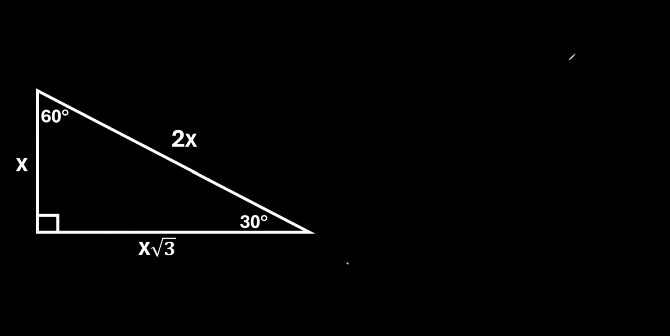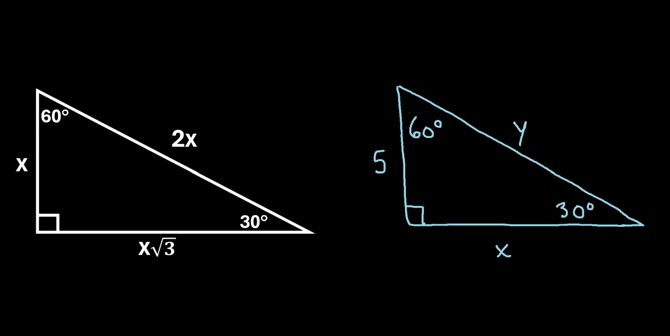So knowing this, let's work through a few examples of how to solve 30, 60, 90 right triangles when we're given the length of one side and we want to find the length of the other two sides. All right, let's say we're given this triangle right here and we're told that this side length is 5. How can we find the other side lengths? We'll call them x and y.